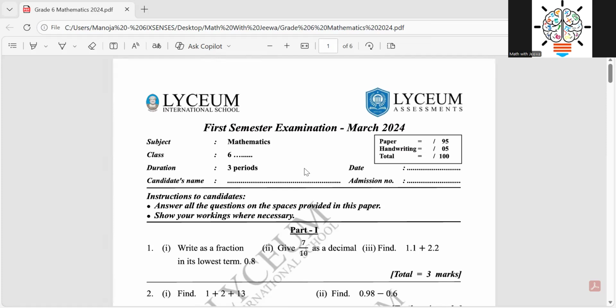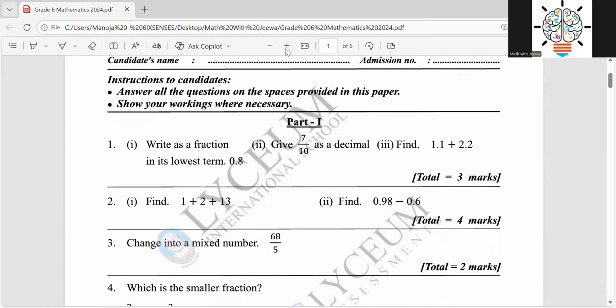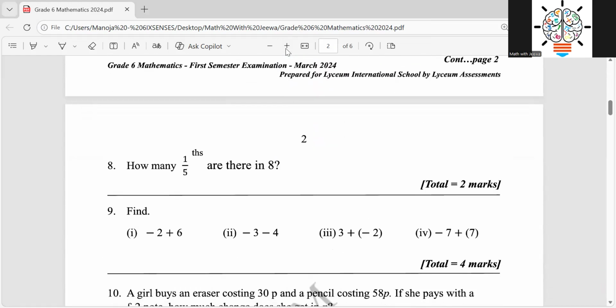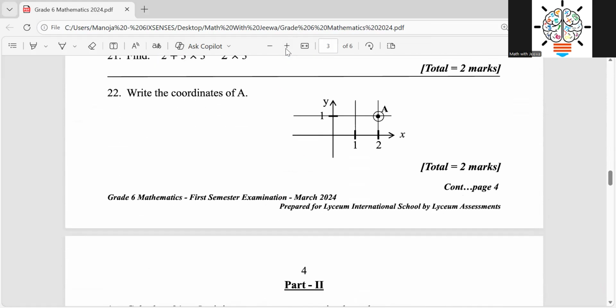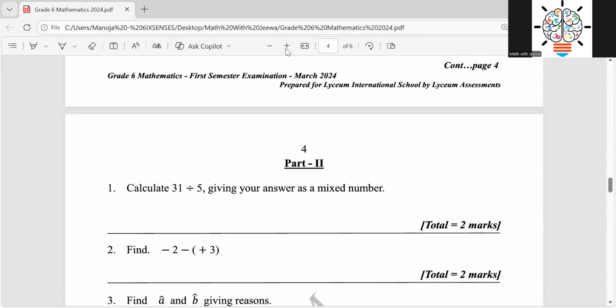They have given you the instructions: answer all the questions in the spaces provided in this paper. That means if you write the answers on a separate paper, that won't be taken for marking, right? Show your workings where necessary. So then we will move to the paper. You have part 1 and you have part 2. In this video, I'm planning to discuss part 1.